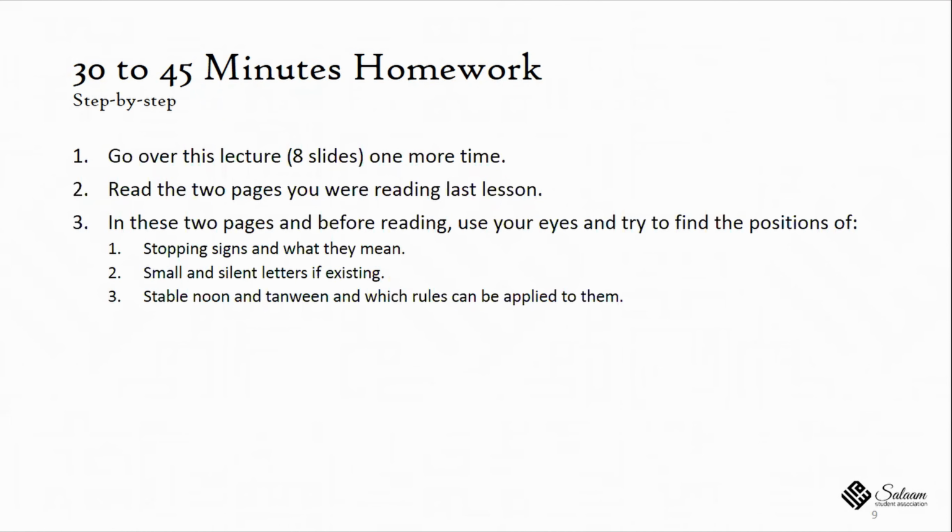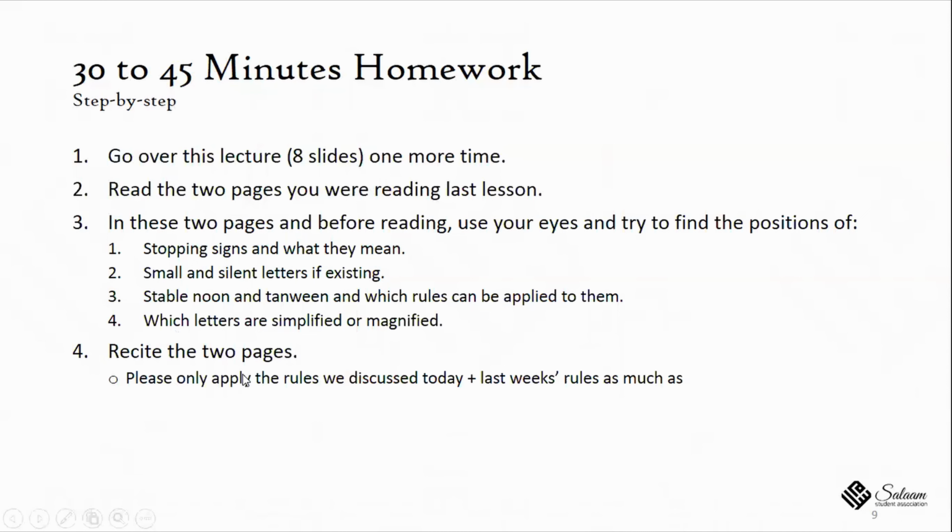Because we have 15 letters left, inshallah, next lesson we will have them. So only practice the letters we had and the 3 rules we had in the last 2 lessons. And also you can find which letters are simplified and magnified. Try to find alif and lam and ra. Try to find which of them are magnified and simplified, or mufakham and muraqqaq. Recite the 2 pages. Very important to practice to, inshallah, make the information clear. That's it. We go to practice, inshallah.